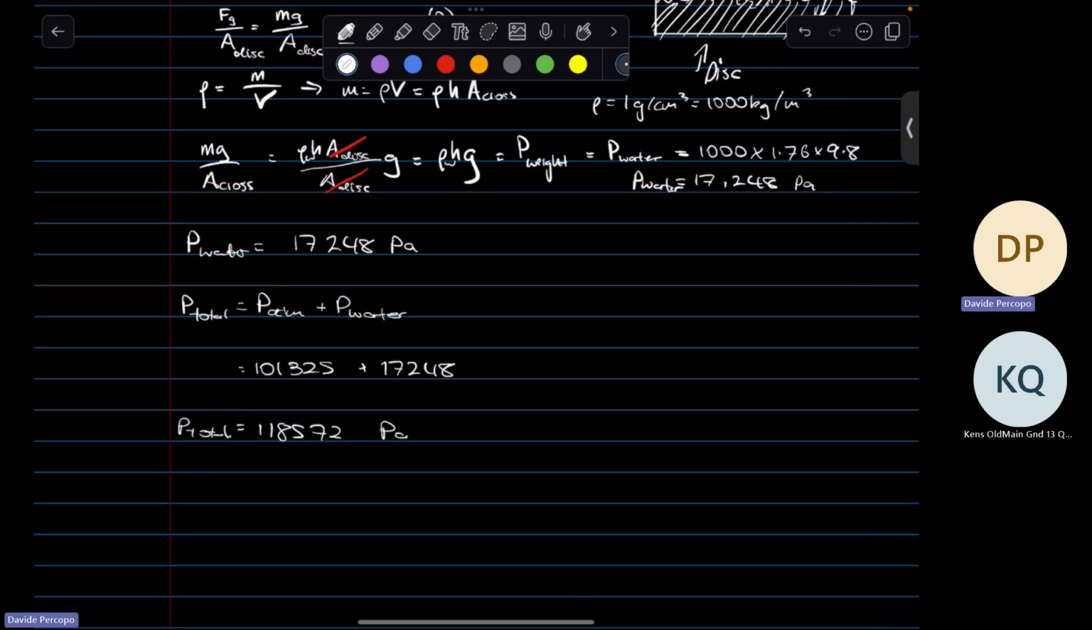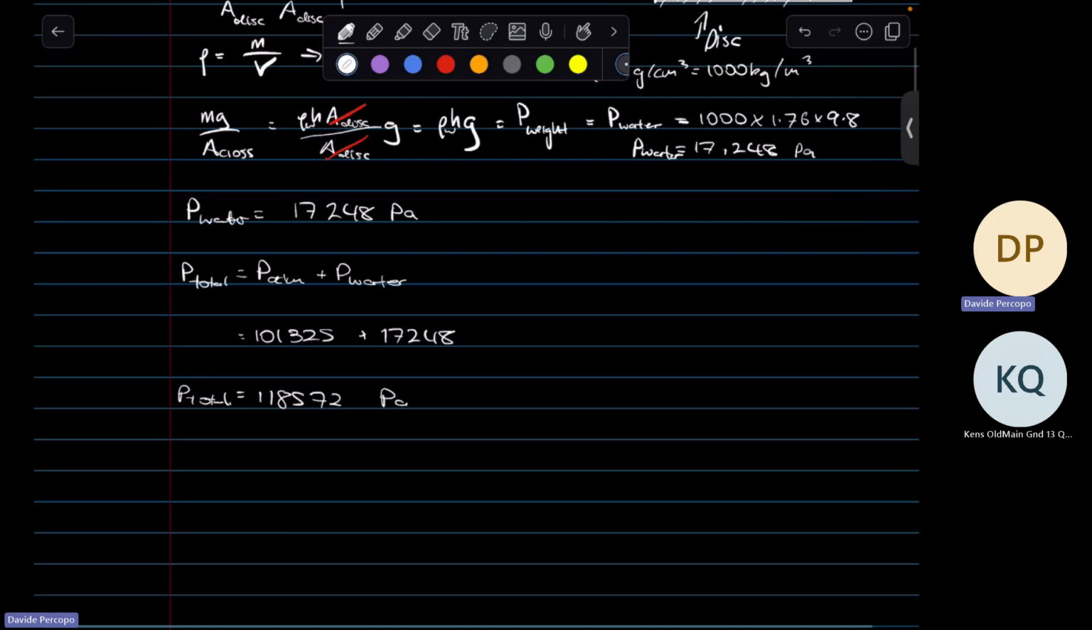Now, what do we know? We know that the pressure on the tube, or on this system, is the same as the pressure due to gravity from the mercury, right? That's the whole point of this question. So we know that this total pressure is equal to the pressure due to gravity.